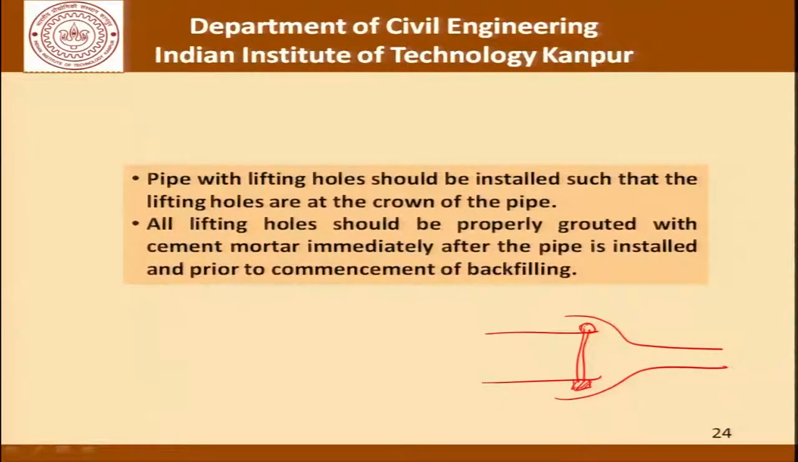The second requirement is that it should be at its proper place, and this can be checked by inserting a gauge, and we know how much is the depth of this gauge, and we can check the position of the rubber gasket by inserting a gauge from here and finding this depth with respect to the end of the spigot end.